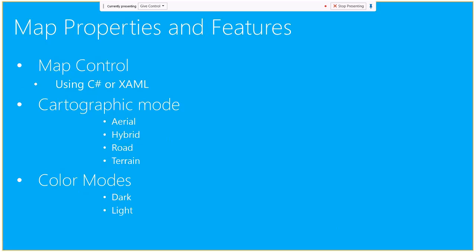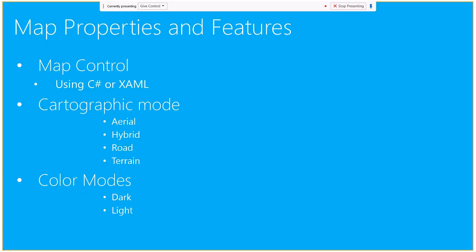The map control also enables the developer to specify various other things like color modes, like dark and light. For example, if a user is using the phone in a night mode and wants a better view of the maps, he can enable the light mode or dark mode as per his needs. Right? And we also have something called cartographic mode. The maps are displayed in various modes like aerial mode, hybrid mode, road view, or a terrain view, something like that. Right?